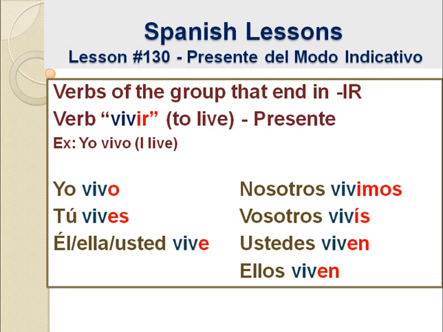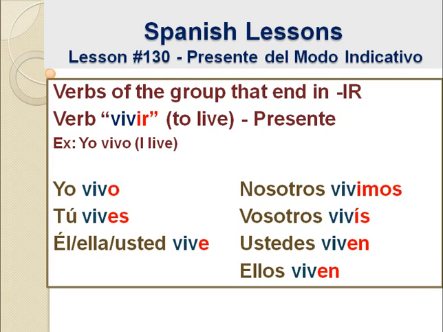So, take a look at the ending, because that is the ending you have to add to the root of any verb of the group that ends in IR, right? And there you will have the present tense conjugation for any verb you want to conjugate, right? So let's begin. Yo vivo, for I live.